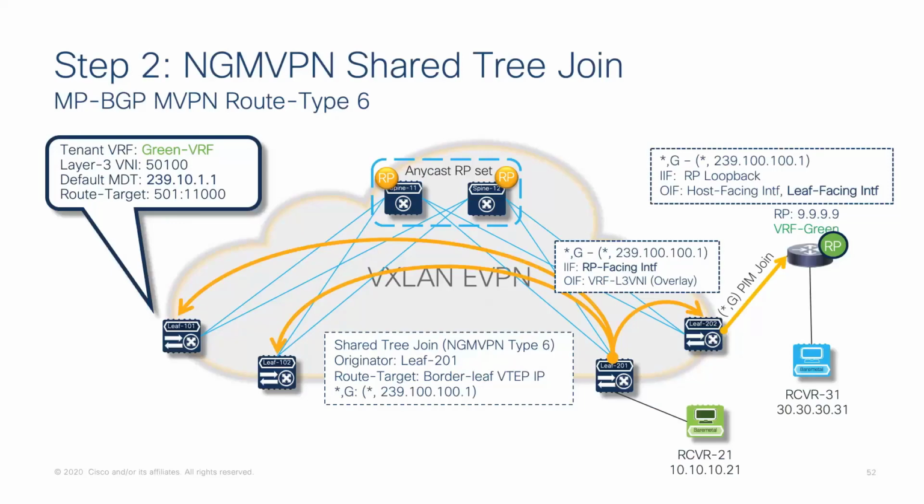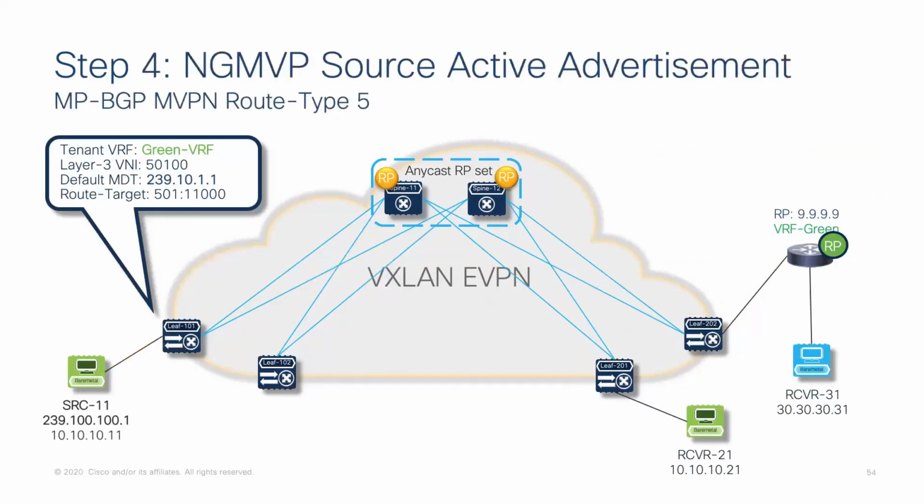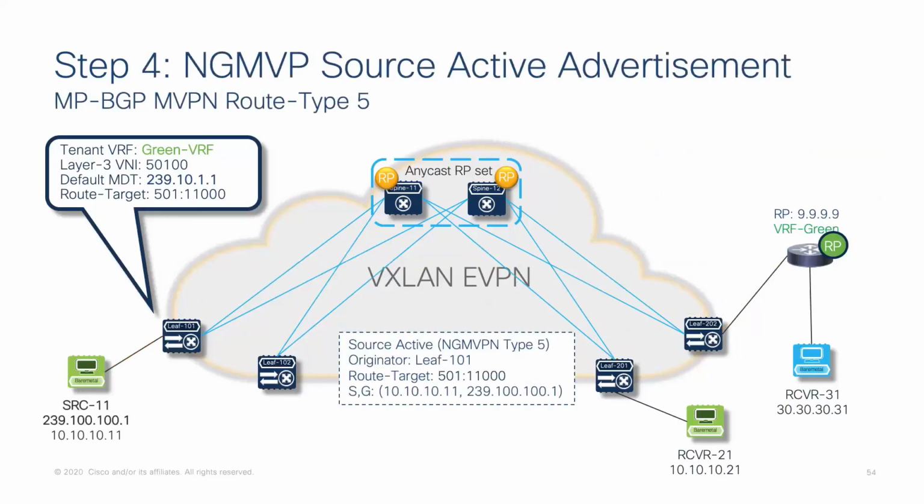Now, what is going to happen after? Apparently a multicast source. And this multicast source, like in the previous case, unconditionally starts streaming multicast. That creates an S,G entry that triggers constructing of the MP-BGP MVPN route type 5, or NGMVPN type 5, if you like, a message saying that, hey guys, I do have one particular source with IP address 10.10.10.11, which is streaming to this group. So that is pretty much like in the previous case.